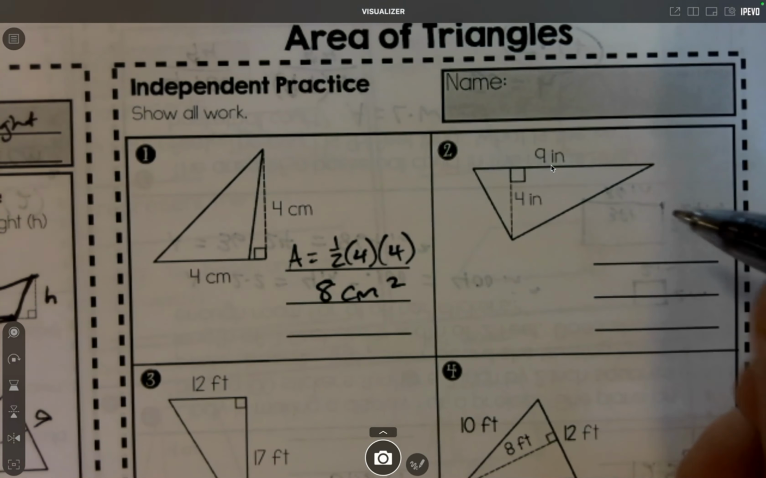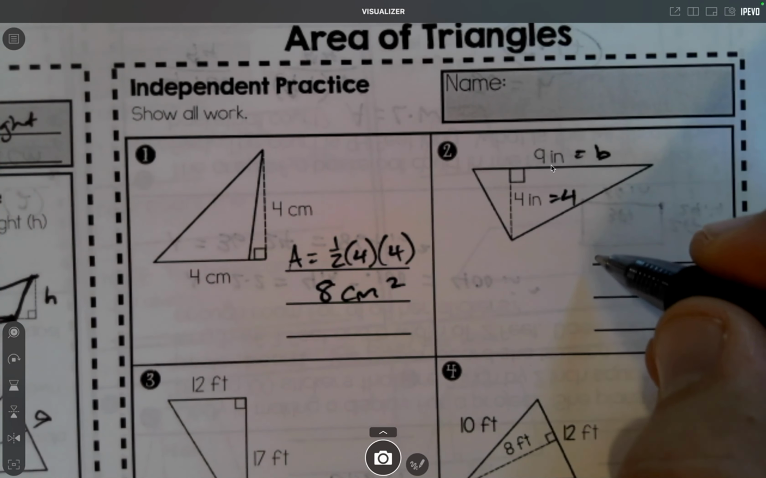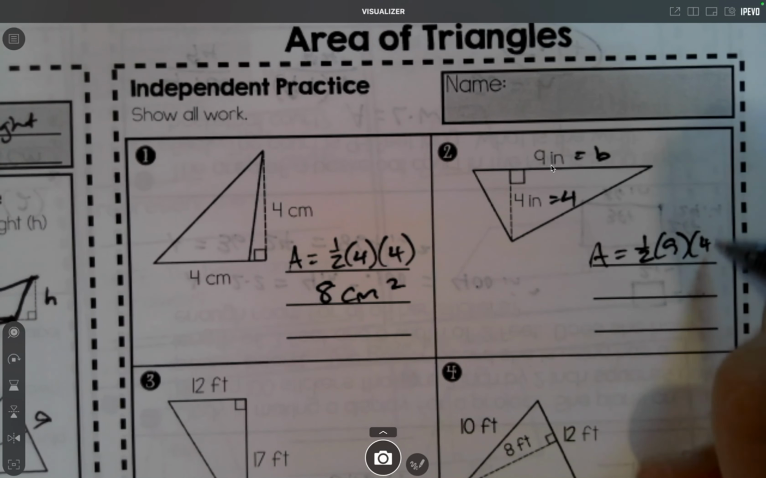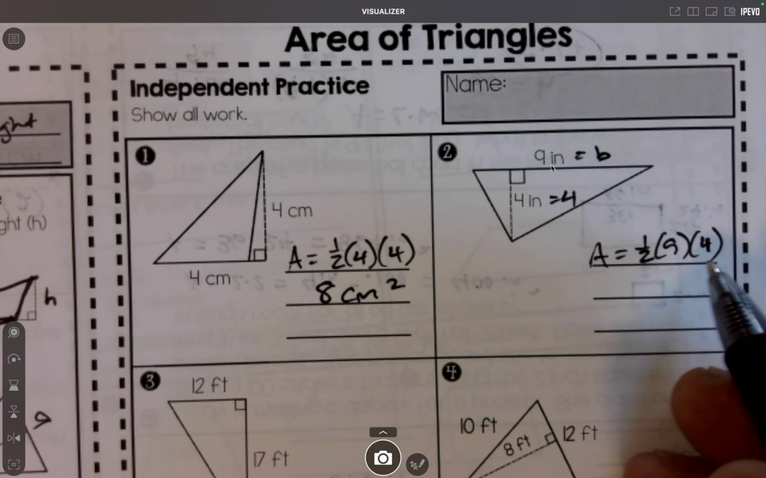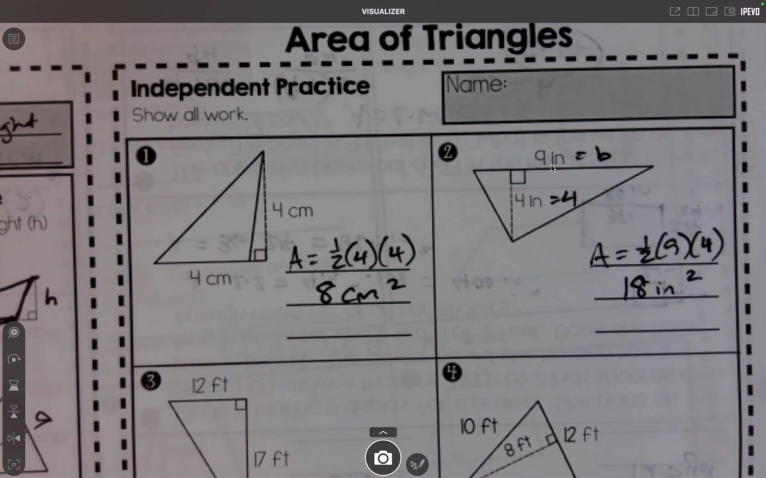Okay, this triangle is kind of flipped upside down, but this is its base. This is its height. So we do 1/2 times the base times the height. 1/2 of 4 is 2. 2 times 9 is 18. So we get 18 square inches.